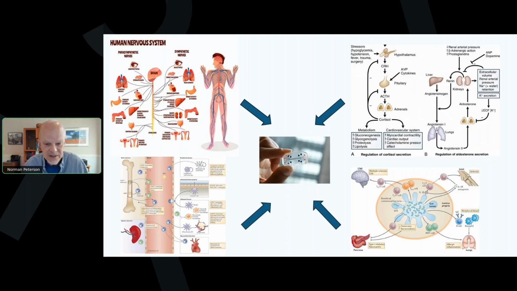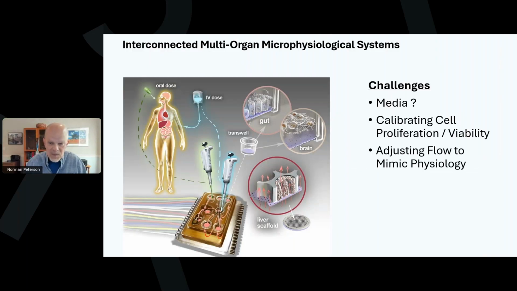So that's a drawback. There have been some efforts to make almost a human on a chip by looping several of these different organ tissues together. It's very challenging because we've found that we can't really replicate the blood quite as well. So one cell type might need a certain type of media, and another cell type has different requirements. So you've got to balance that.